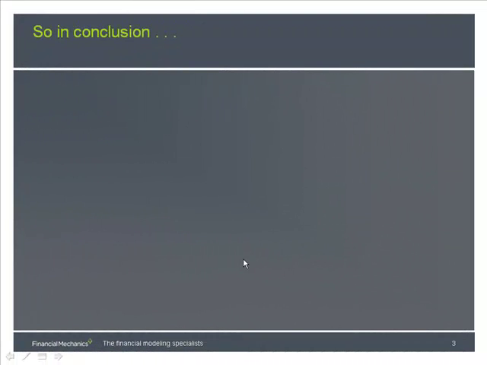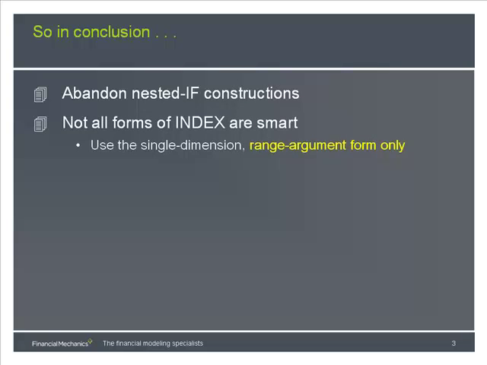So just to turn back to our slides and take a look at what we've managed to achieve, we've certainly abandoned and recommend you abandon the nested if constructions. I also wanted to make the point that not all forms of index are particularly smart to use. There are some extremely complicated, in my opinion, interpretations of index, both with the array and what's known as the reference form, and I want to focus you on just using that range argument with a single dimensional element and a single number for which element in that range you pick.